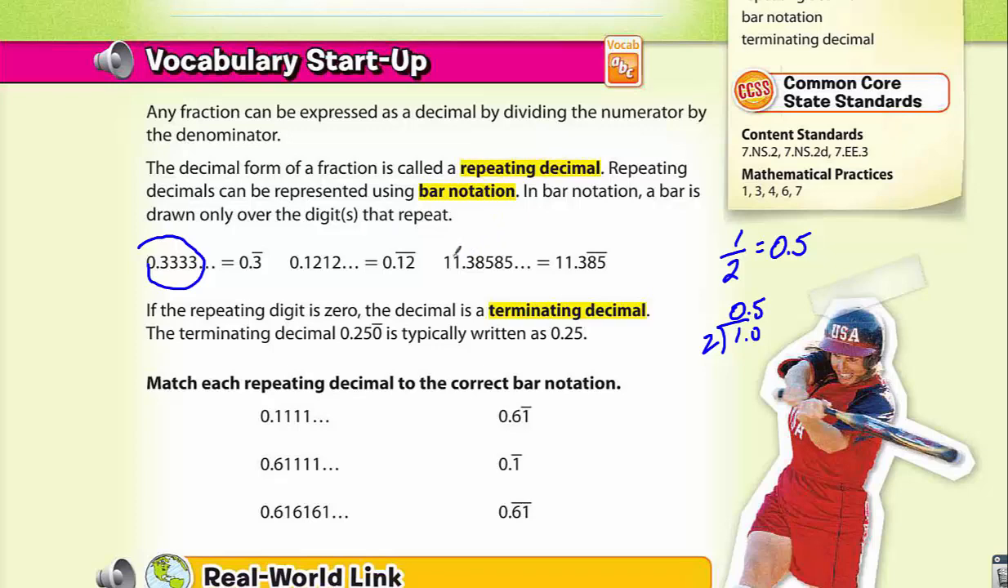In this last one, 1.38585, 85858585, the bar's only over the 8 and the 5, not the 3, because you notice the 3 doesn't repeat, just the 8 and the 5 repeat.